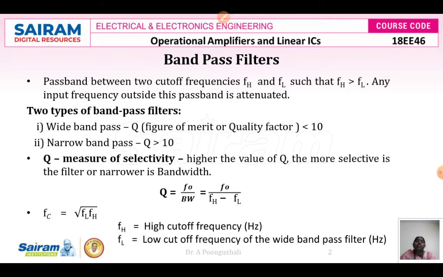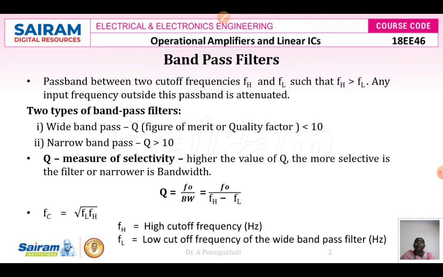In this case, any frequencies beyond FH or below FL are going to be blocked, or we say that it is the stop band. Those frequencies are going to be attenuated. So basically a band pass filter passes a range of frequencies, called the passband, and the frequencies below FL and above FH are attenuated, and those bands are called the stop band.